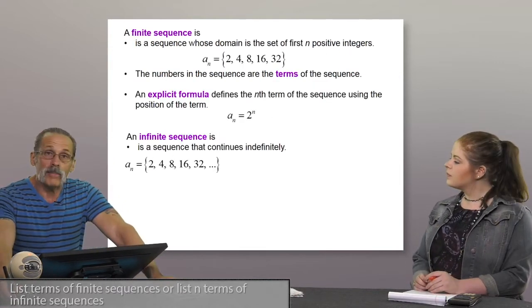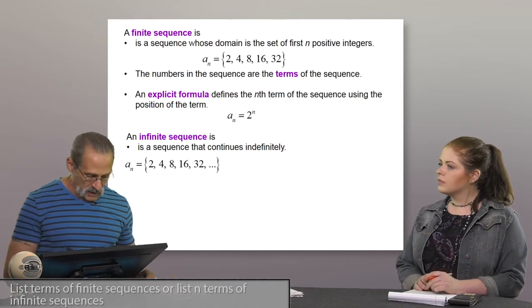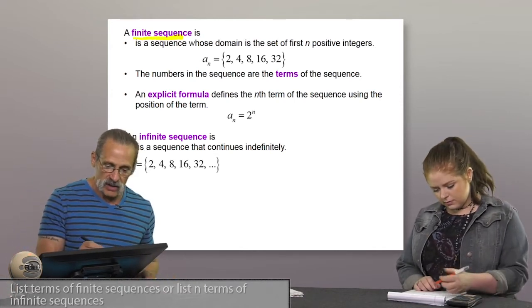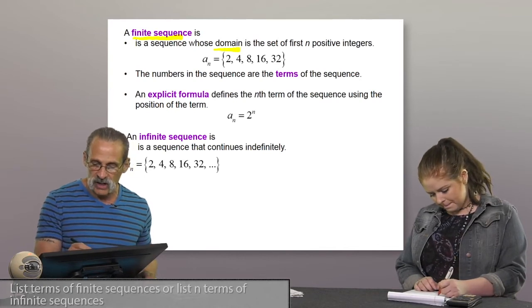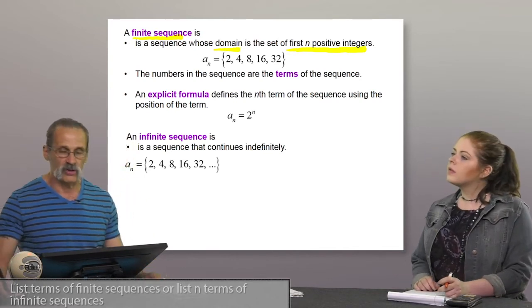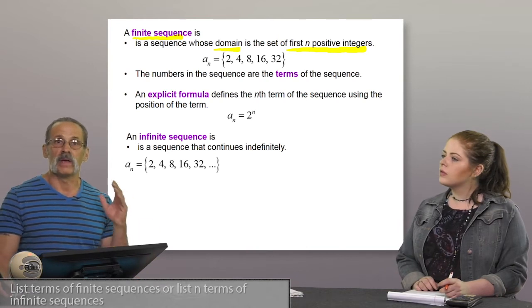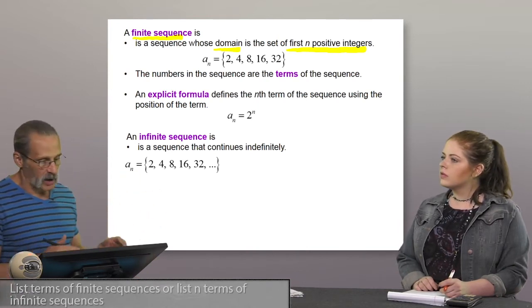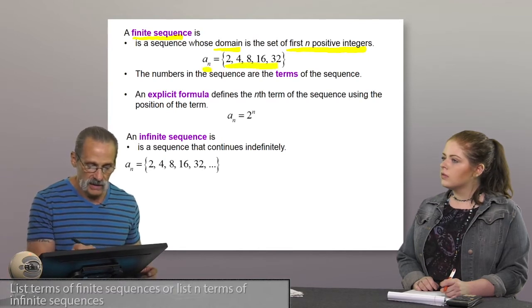We want to look at 2 types of sequences. One is finite, one is infinite. And a finite sequence is nothing more than a sequence whose domain is the set of the first n positive integers. In other words, your domain would be 1, 2, 3 out to 5 or something. And that would generate 5 outputs, like we see right here, finite.